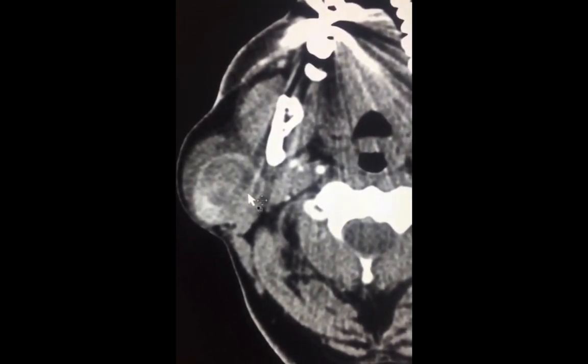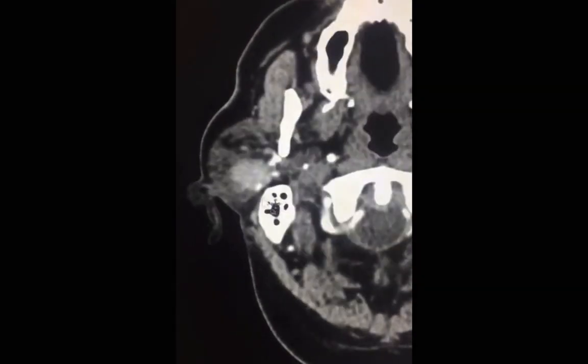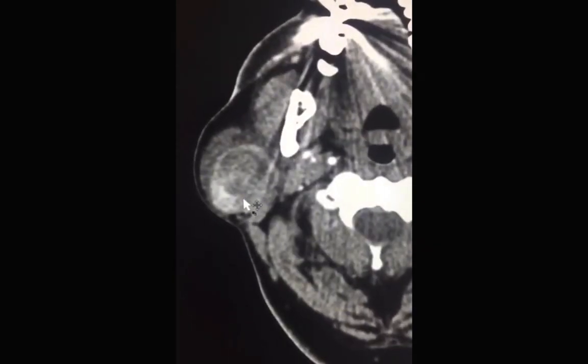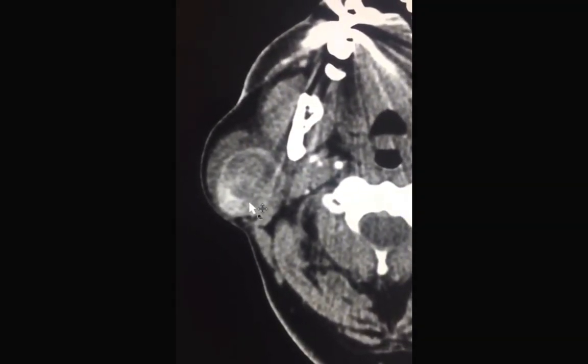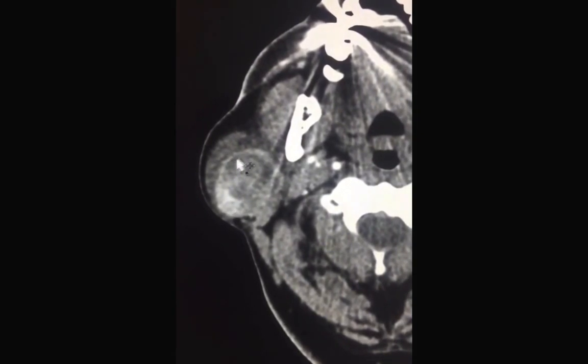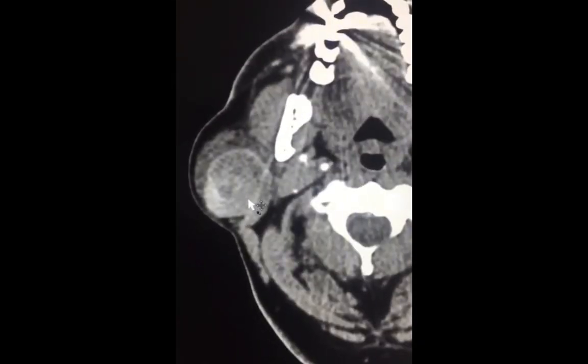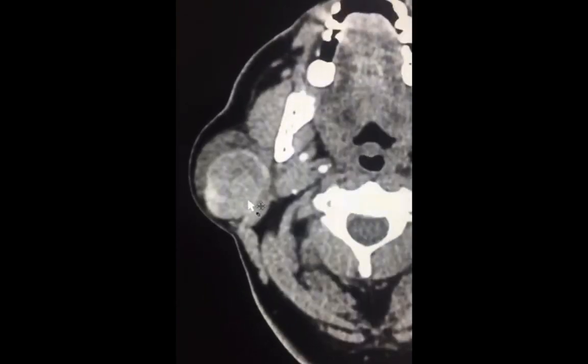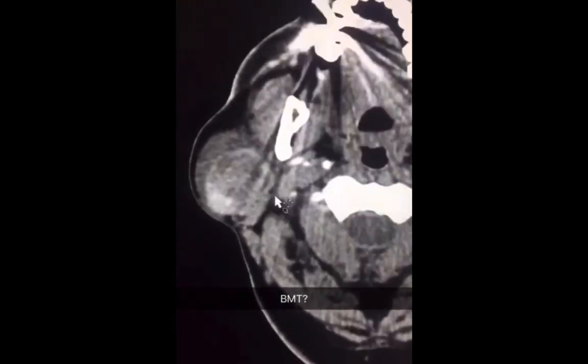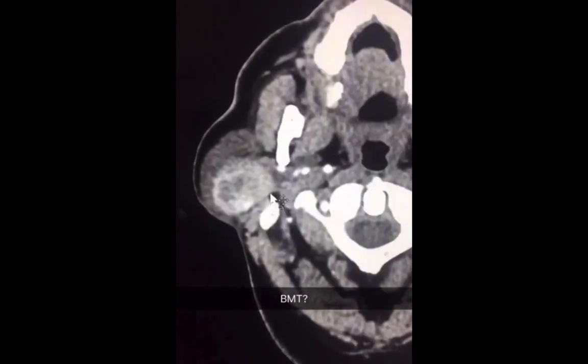benign mixed tumor. This is a benign tumor with a small potential for converting into malignancy. It's classically homogeneous unless it's big like what you see here. When pleomorphic adenomas are large, they might have necrosis. So our first option would be a pleomorphic adenoma or a benign mixed tumor, BMT.